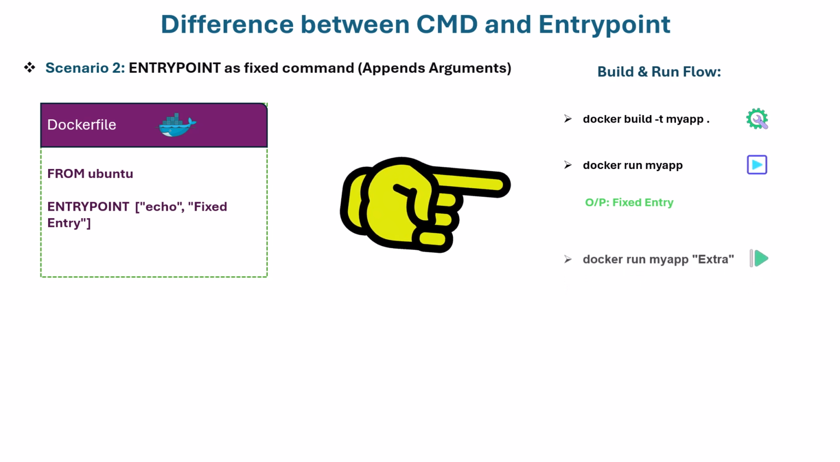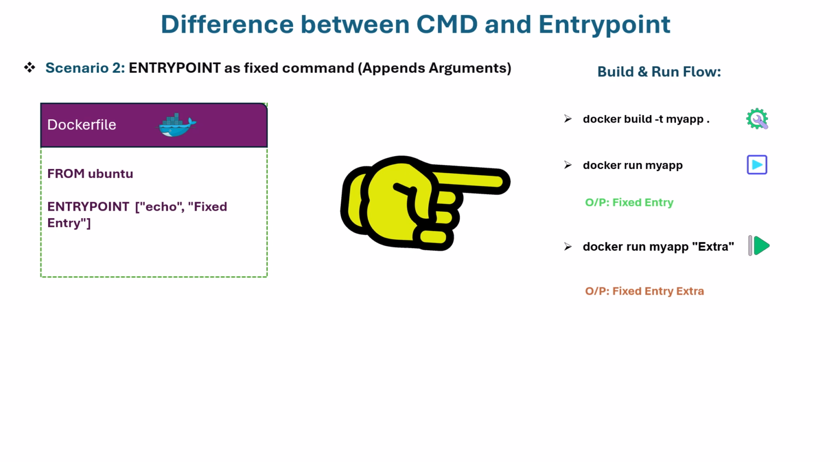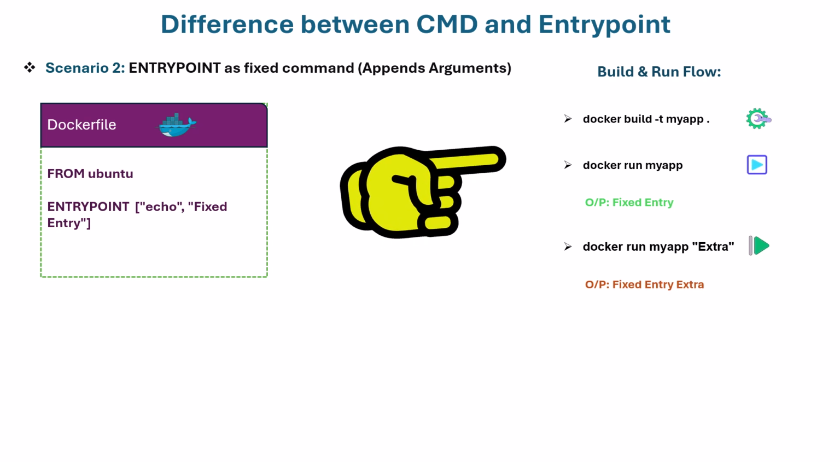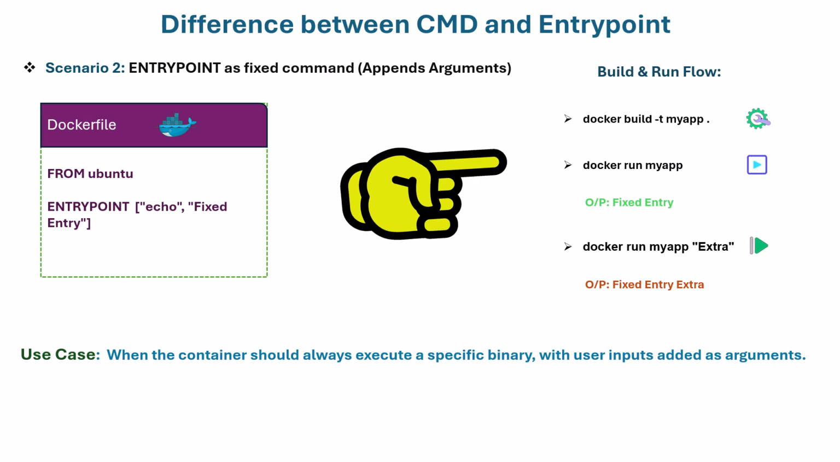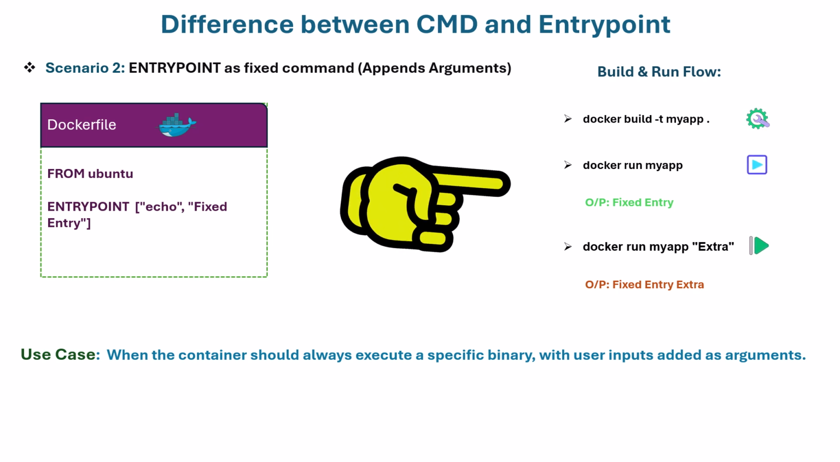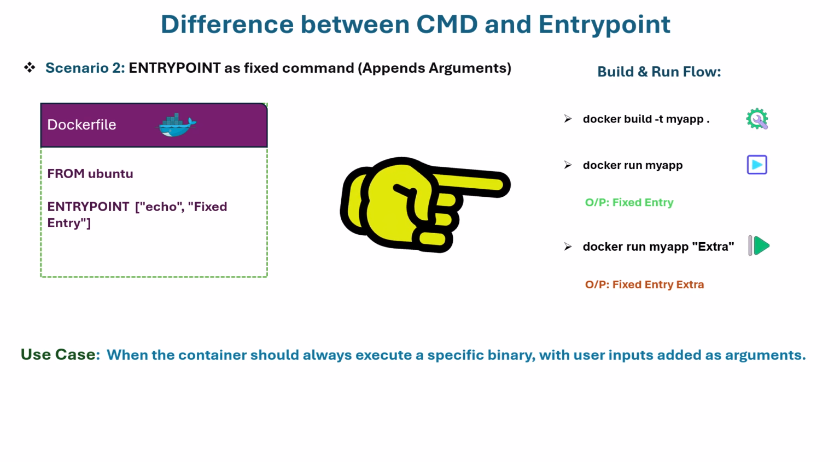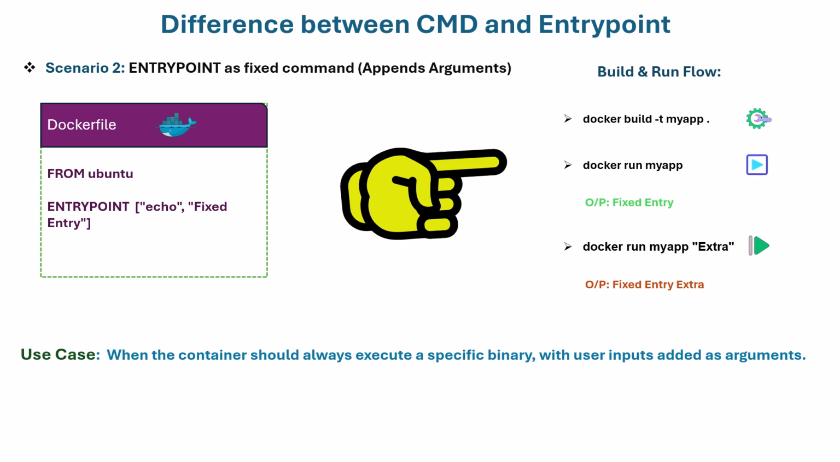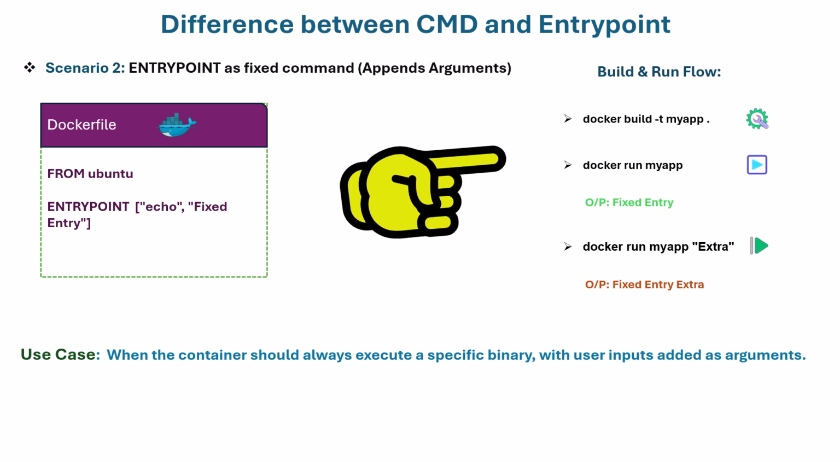Now we run it again, but this time we are passing an extra argument. The output is fixed entry extra. This shows that ENTRYPOINT stays fixed and anything you pass is added as an argument. So the use case is when your container should always run with the same command but accepts input parameters, then definitely you can use this scenario.